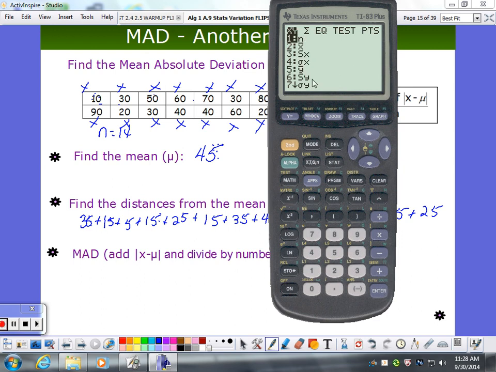Great. Here's number 2. These are variables holding what I just calculated. So now I'm taking the absolute value of L1, everything in list 1, minus the mean, and I'm pressing enter, and look at it. It populates with all those distances.